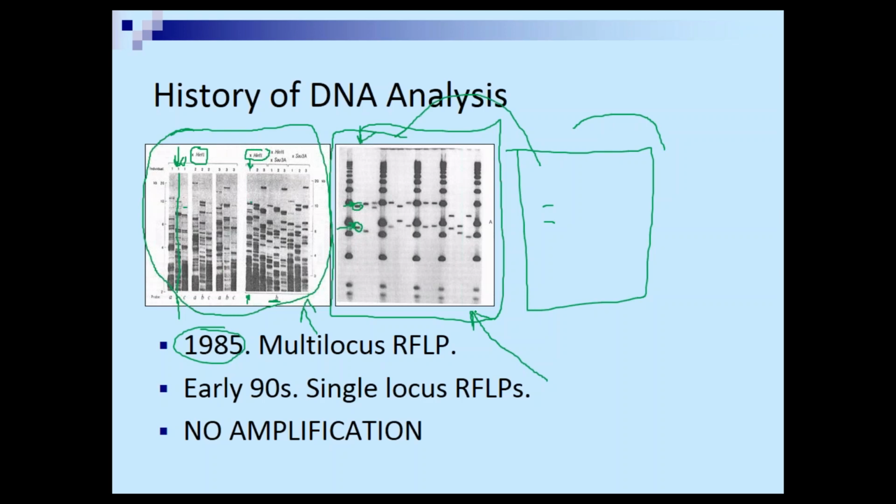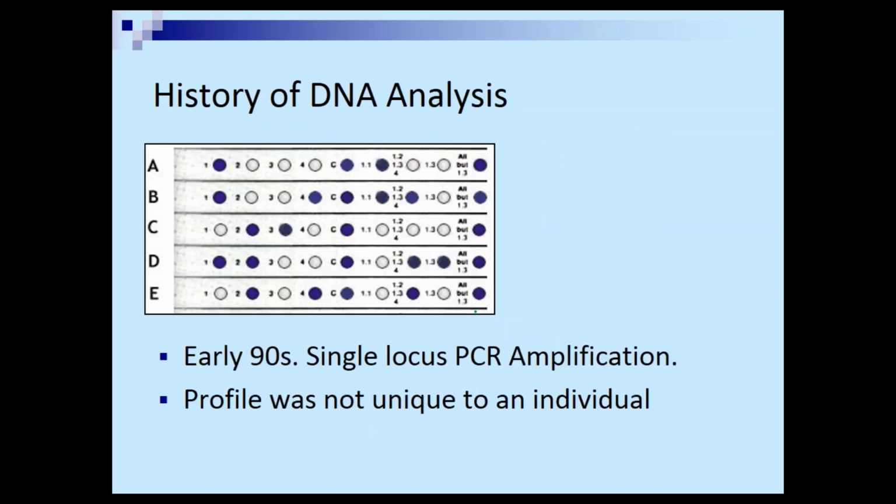Also in the mid 90s, what happened is, and actually coincidentally it was the year 1985 that the polymerase chain reaction was invented, but in the early 90s, mid 90s, forensic scientists began to use a different method that involved amplifying DNA.